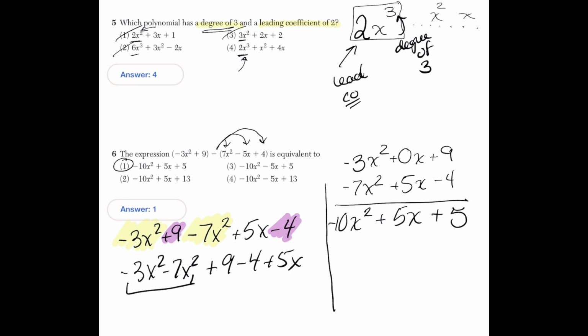And that way I can put these parts together and go, oh, these together make negative 10x squared plus 9. Oh, sorry, plus 5, because these two are like terms. And plus 5x. And then if you wanted to write it in descending order, then you would write it the same way, which is 10x squared plus 5x plus 5. Either way works. Pick the one that works best for you. Hit pause and jot this down into your notes.